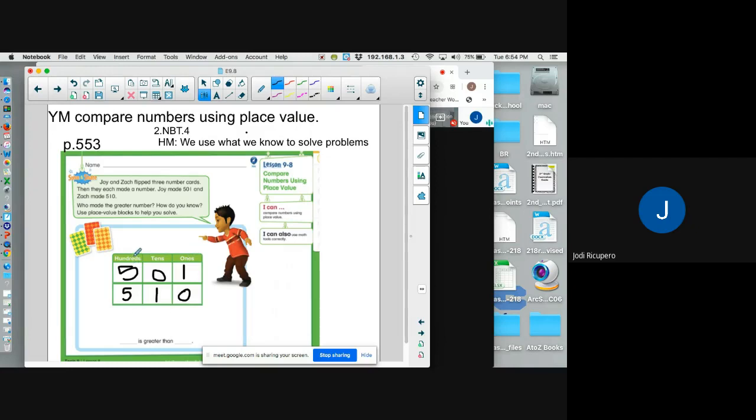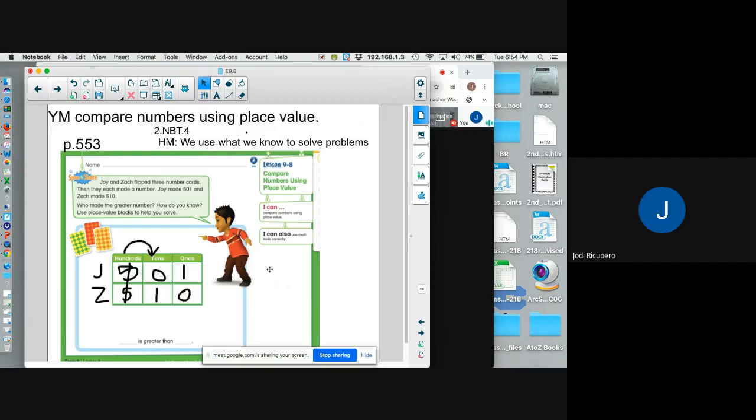So both Joy and Zach had 500s. So that's exactly the same, so we could cross it out. Now we have to go to the next greatest value. And when I look here, I see that Joy, and I'm going to label the chart, Joy had 0 tens and Zach had 1 ten, which means that Zach's number 510 is greater than 501.